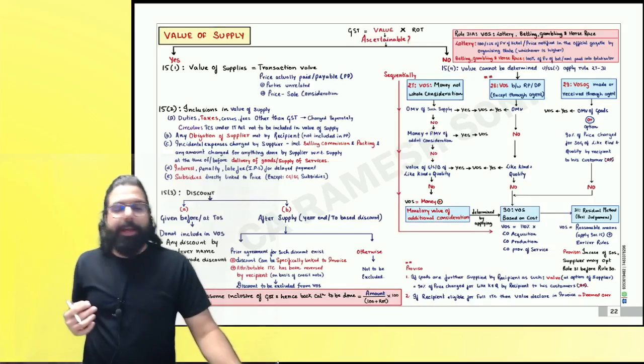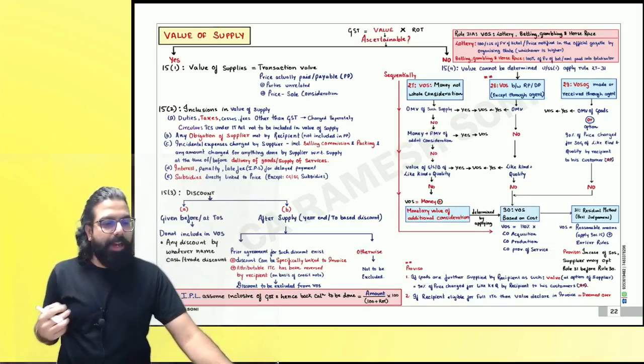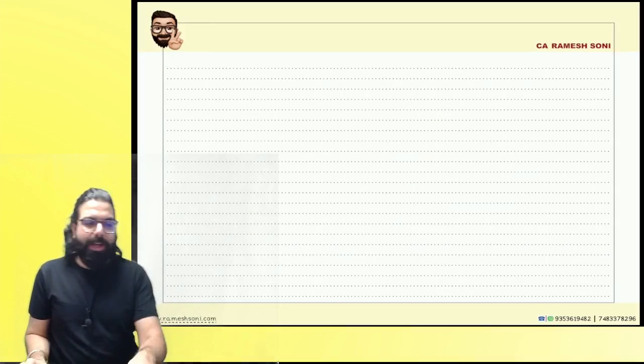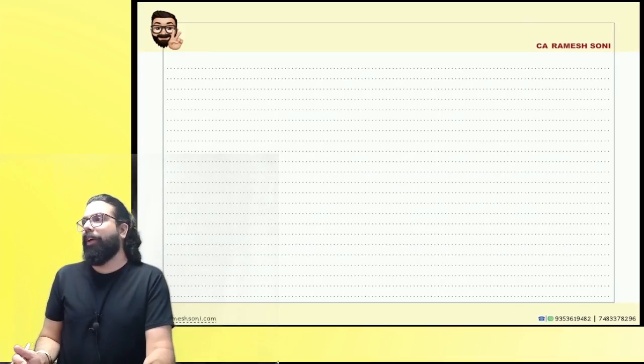Chalo Baba, let's go ahead and now start the next chapter. The next chapter is value of supply. Please come to your chart on value of supply. Let's go ahead and take a quick linking of the chapter first of all.